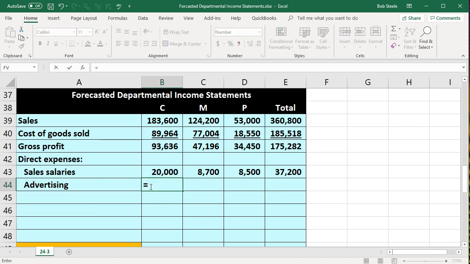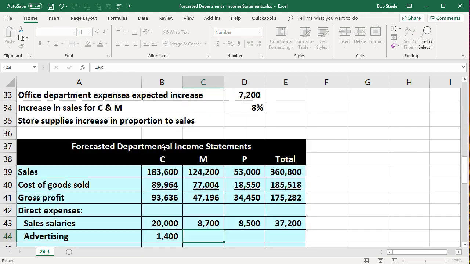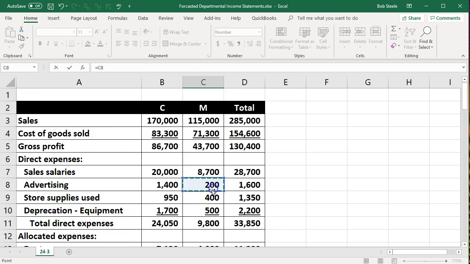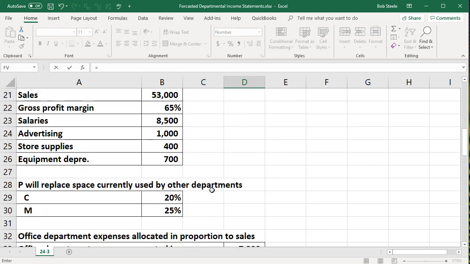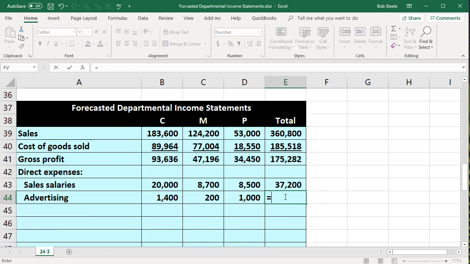So we're going to say this equals, scroll back up and pick up the advertising 1,400 tab, and then equals, and scroll back up. We're going to pick up the 200 tab, and then equals for the new department P, we have advertising of 1,000 is what we're budgeted for. Then we'll sum that up, equals the sum of 1,000, 200 and 1,000. That's going to be the 2,600.